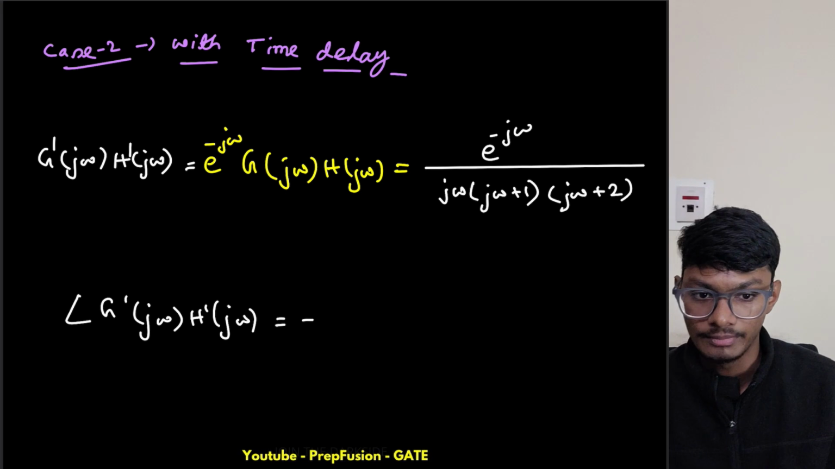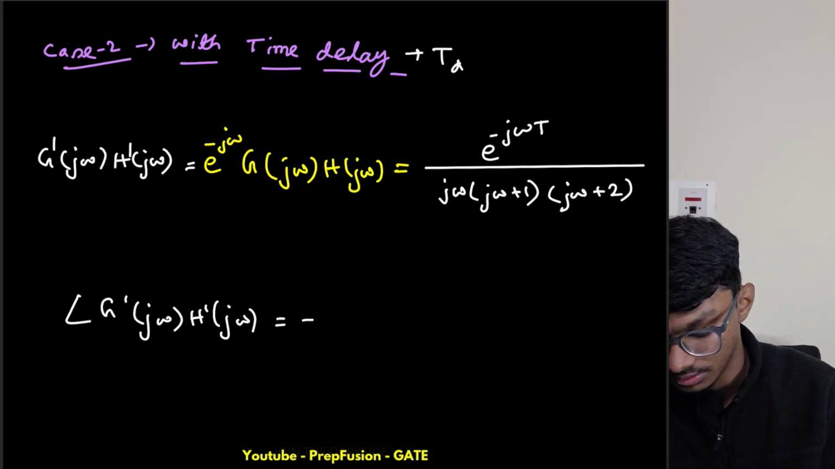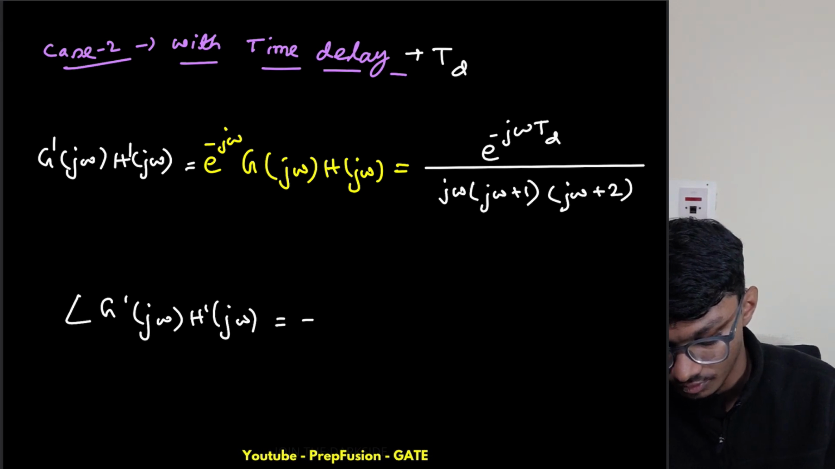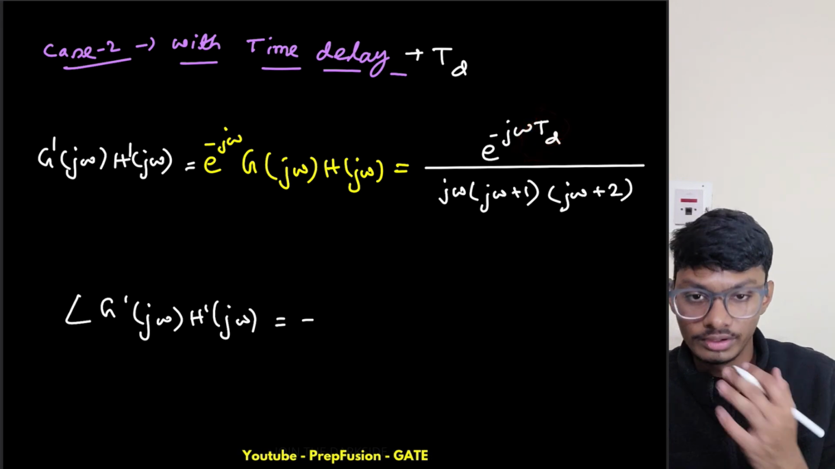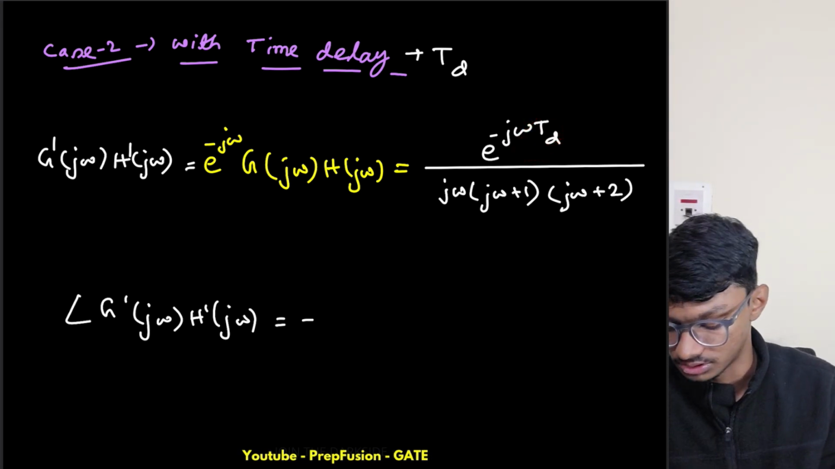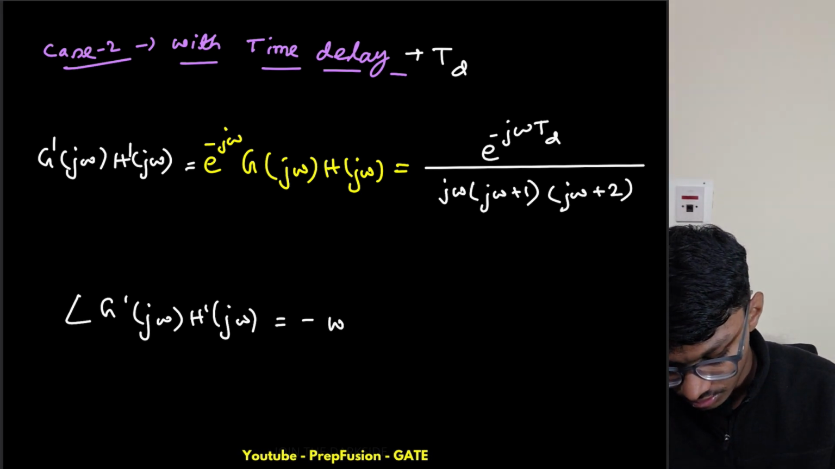Okay, time delay. I will consider the time delay as td. I forgot to consider the time delay itself, so here unknowingly I considered the time delay as 1. So the time delay is td, and this is omega td.